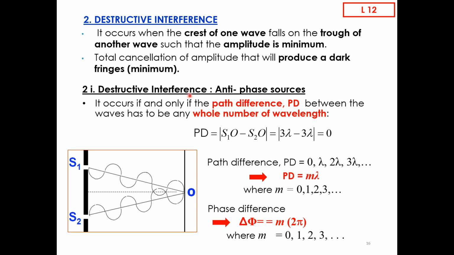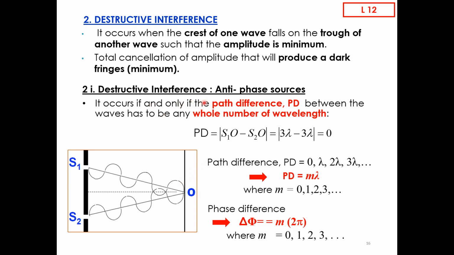Okay, we start with destructive interference, antiphase source. Why do we call it antiphase? Okay, look at the beginning. Source 1 has this shape, source 2 has a crest, and source 1 has a trough. So source 1 and source 2 are antiphase. Ending: what happened after source 1 and source 2 overlap each other? At the end is a total cancellation of amplitude, and it produces the dark fringe.